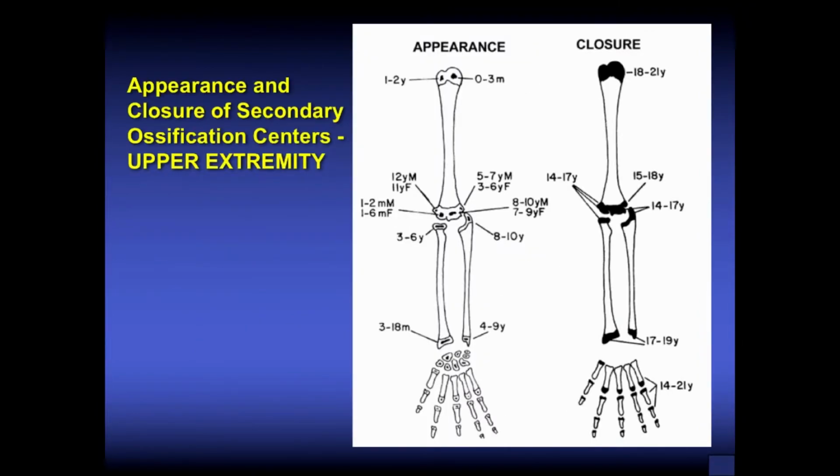Appearance and closure of secondary ossification centers like the elbow, they're varied. It's important to know the males and the females. The appearance is here with the males in M and females in F, and then here are the closures. Again, a comparison view may be very helpful to determine any asymmetry, one side compared to the other, and help you find a fracture.